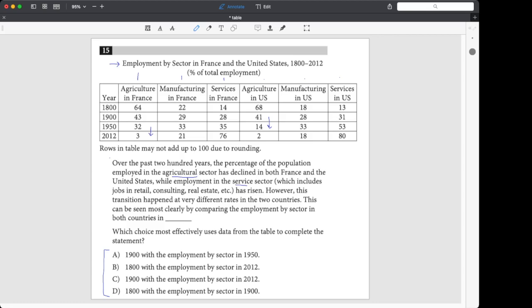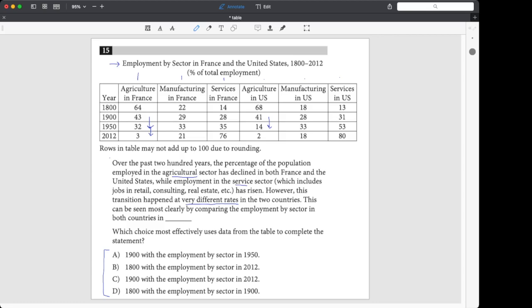And in France, it's quite a bit different in those years. You know, it only went down 11 compared to the US. That's a big difference. So far I'm starting to think, okay, 1900 to 1950 is definitely a very different rate for the two countries in terms of the agricultural sector.